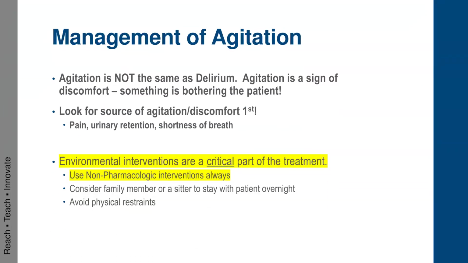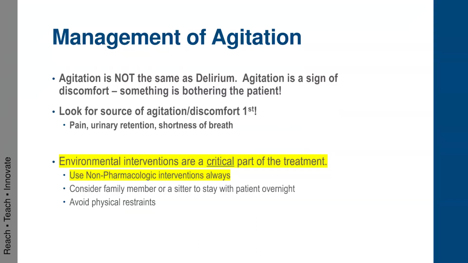This is a critical issue, of course, management of agitation. What do you do if a patient who is delirious develops agitation? And I think the most important thing that I really want you to remember is that agitation is not the same as delirium. Agitation is a sign of discomfort. Something is bothering the patient. The delirium, the altered mental status, causes the patient to not be able to report their complaints, to not be able to ask for assistance appropriately, or perhaps explain to you what is bothering them. But it is not the same as delirium. It's not the same as agitation. They are not equivalent. So agitation is really a sign of discomfort.